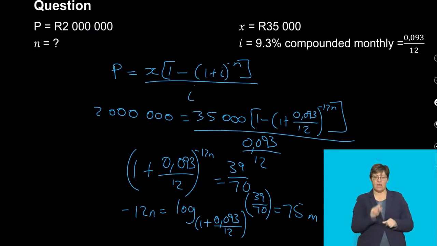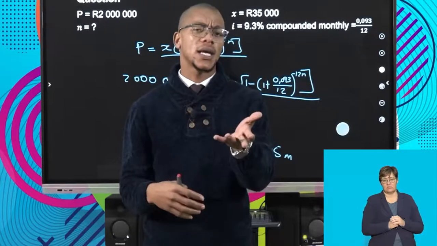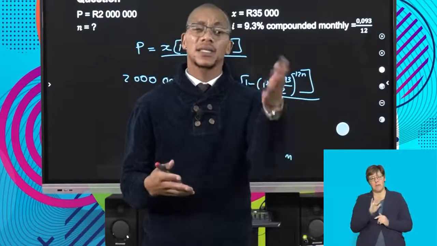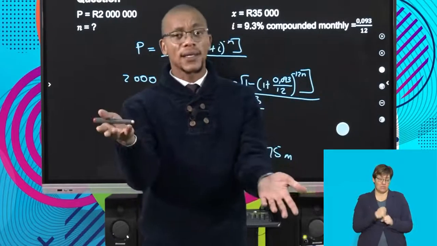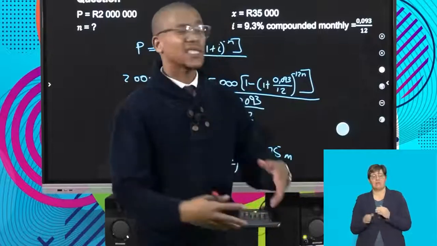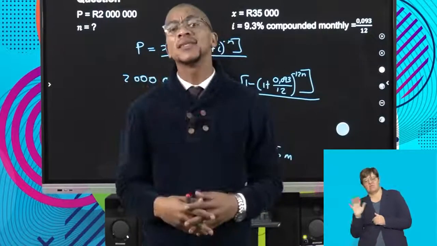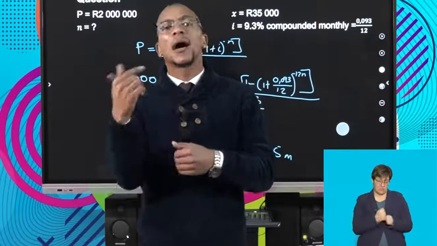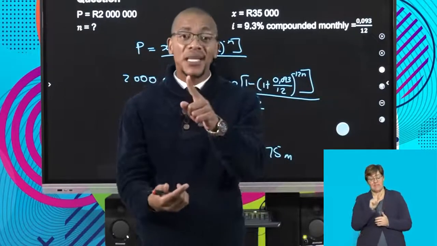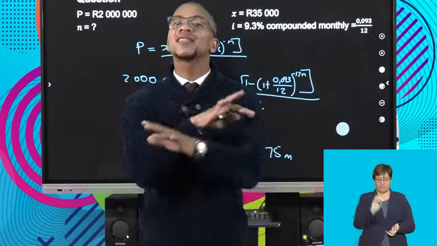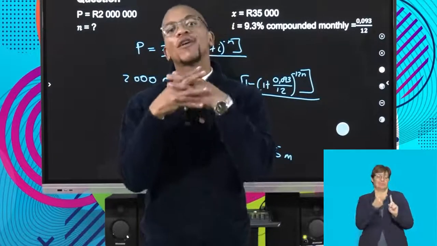So if you're looking at 75 months, you know 36 months is like 3 years, another 36 months, so 60 months is like 5 years, and then an additional 15 months. And that's how long the person is going to live off this amount. So after 75 months, the balance in his investment will be 0. And that's the whole point of present value.